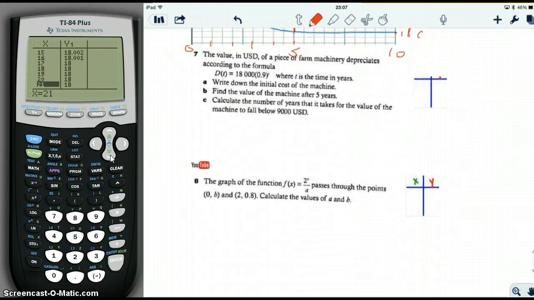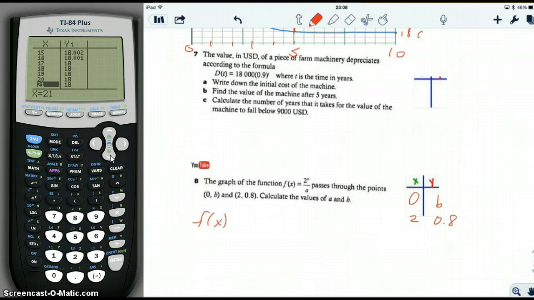All right, now let's go down to number 8. The graph of the function f of x equals 2 to the x over a passes through the points (0, b) and (2, 0.8). Calculate the values of a and b. We're going to write down these values here, (0, b) and (2, 0.8). Okay, let's see if that helps us.